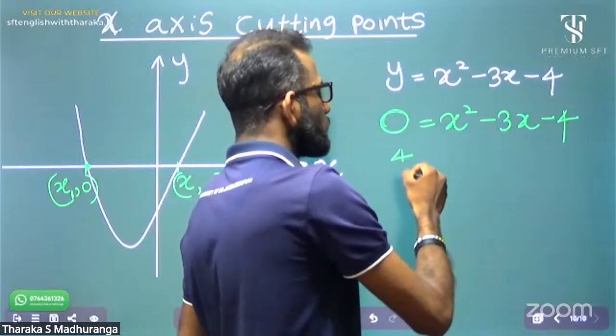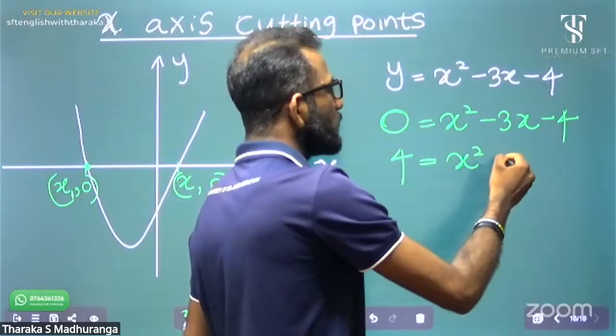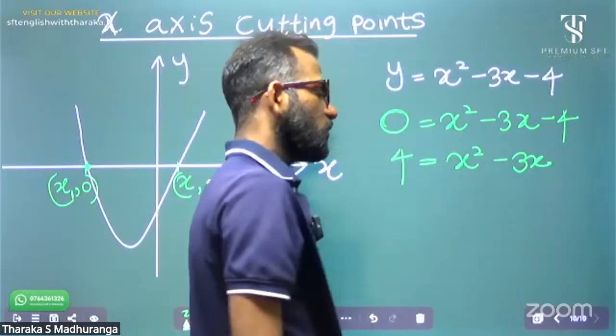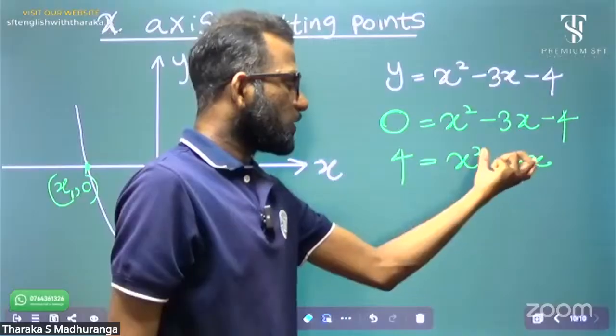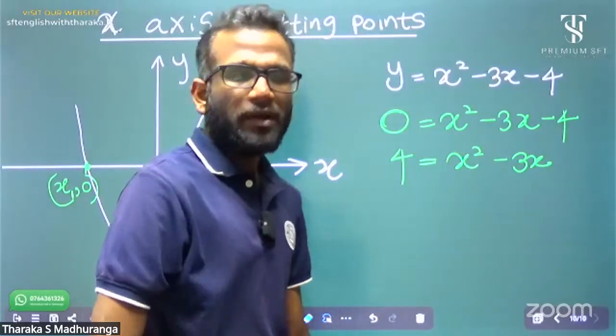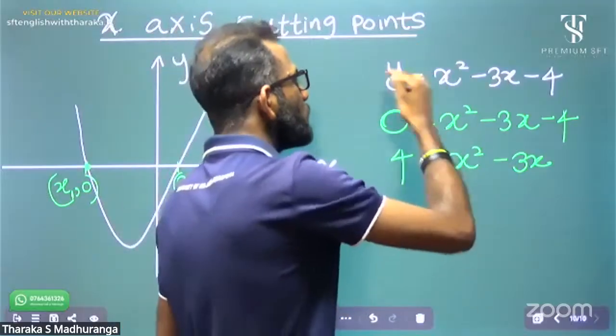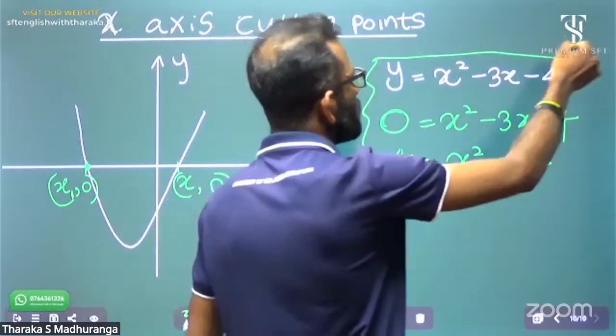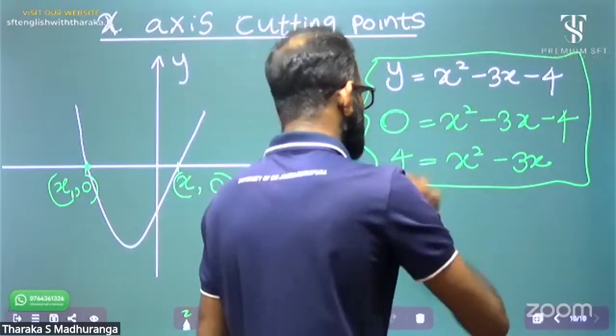You can get 4 to this side, then x squared minus 3x. Then you can make a fraction and calculate x1 and x2 values. But it is a little bit difficult. Okay, I'll give you a very short method to calculate x-axis cutting points.